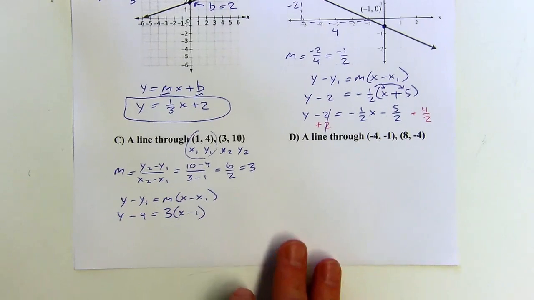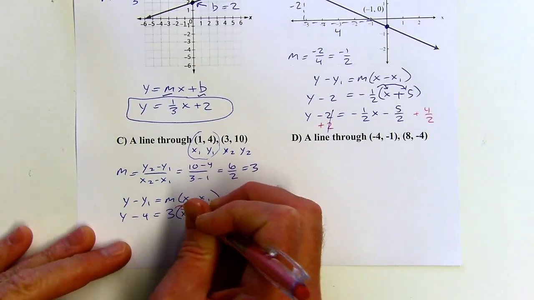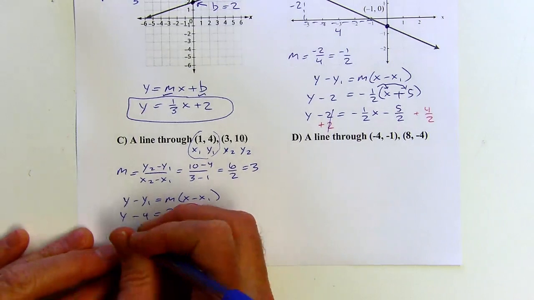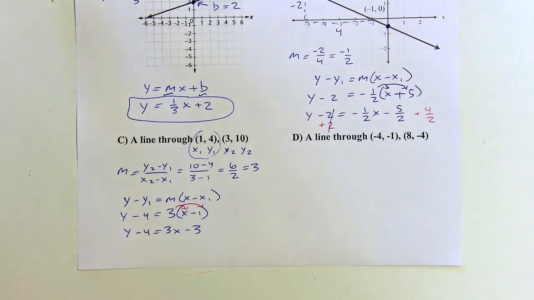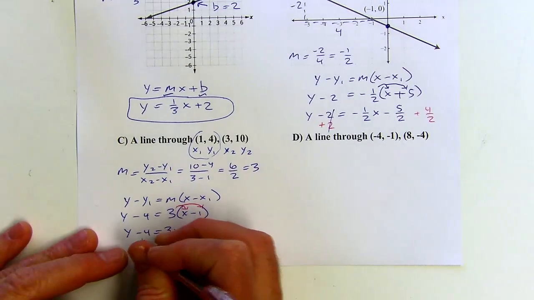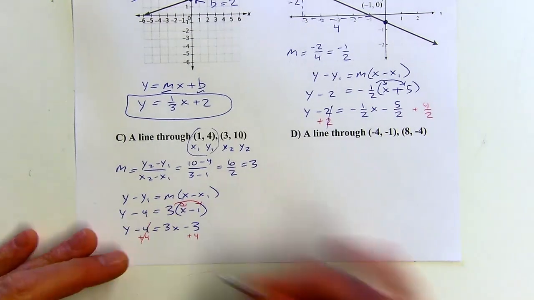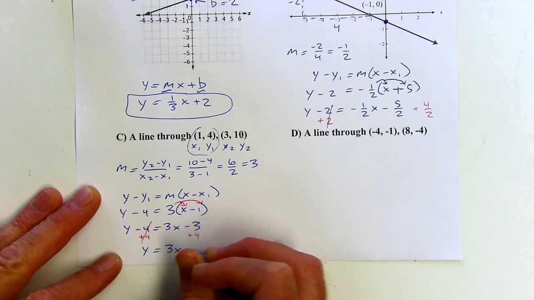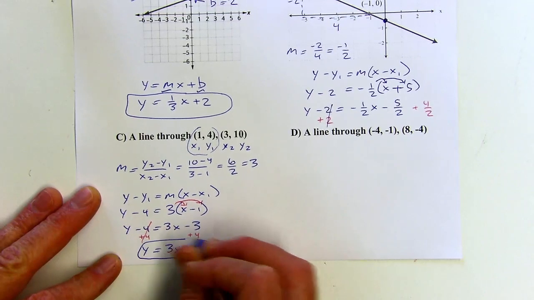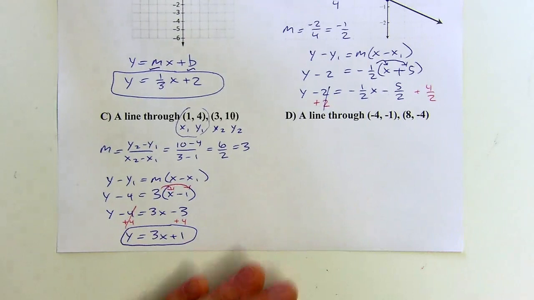But since they asked for slope-intercept, I still want to get rid of the parentheses by distributing the 3. Okay, and then I'll add 4 to both sides to isolate the y. So now y is going to equal 3x plus 1. And I've got it in slope-intercept form. Okay. All right, let's try another one just like that.